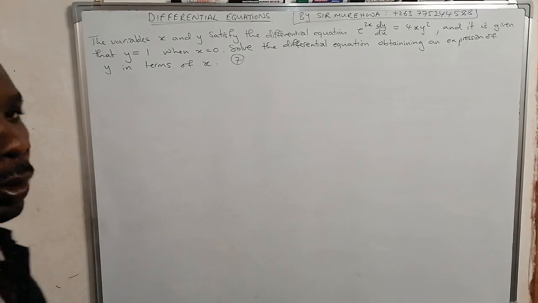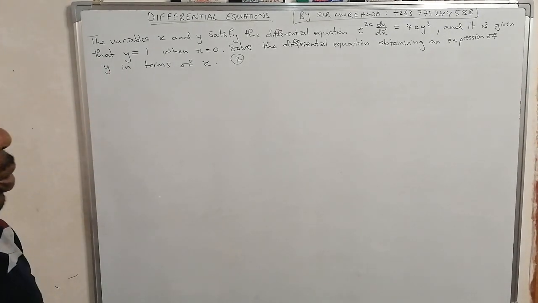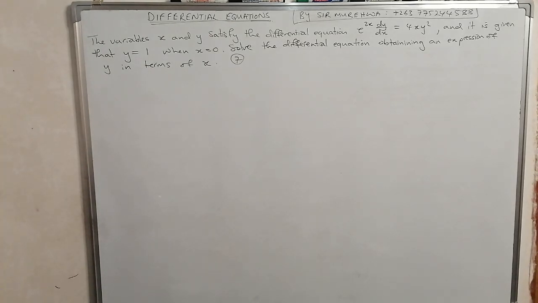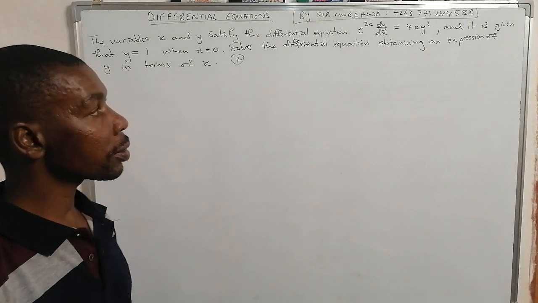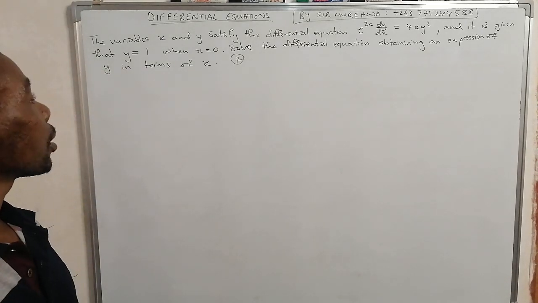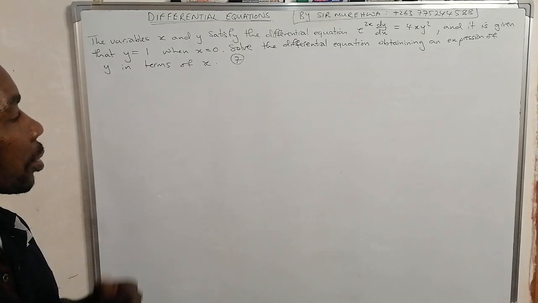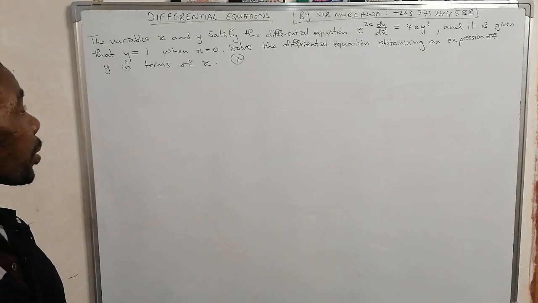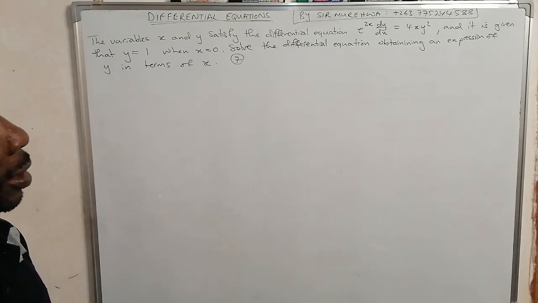Right, today we are going to talk about differential equations. So the question reads: the variables x and y satisfy the differential equation e to the power 2x dy/dx equals 4x y squared, and it is given that y equals 1 when x equals 0. Solve the differential equation, obtaining an expression for y in terms of x.